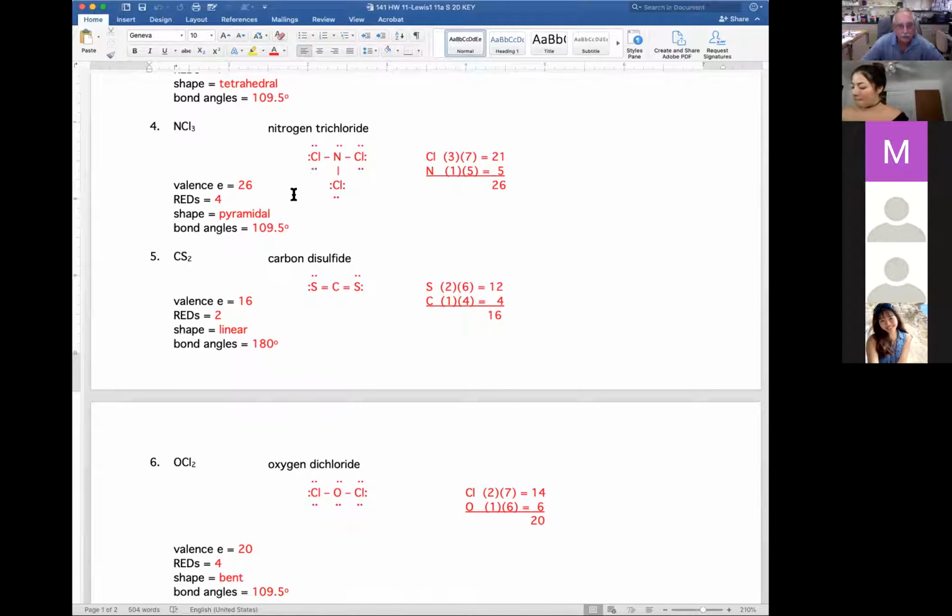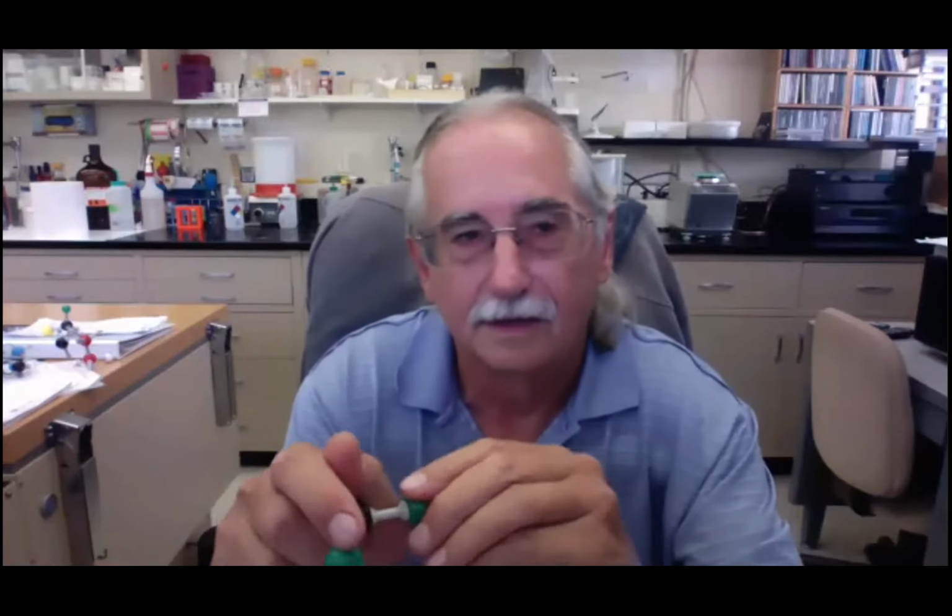So nitrogen trichloride is pyramidal. Is it symmetrical? No. And is this really 90 degrees right here, or is it really 109.5? 109, right. So when I look at, wait, what molecule is this again? Purple. Yeah, okay. So this is pyramidal, right?